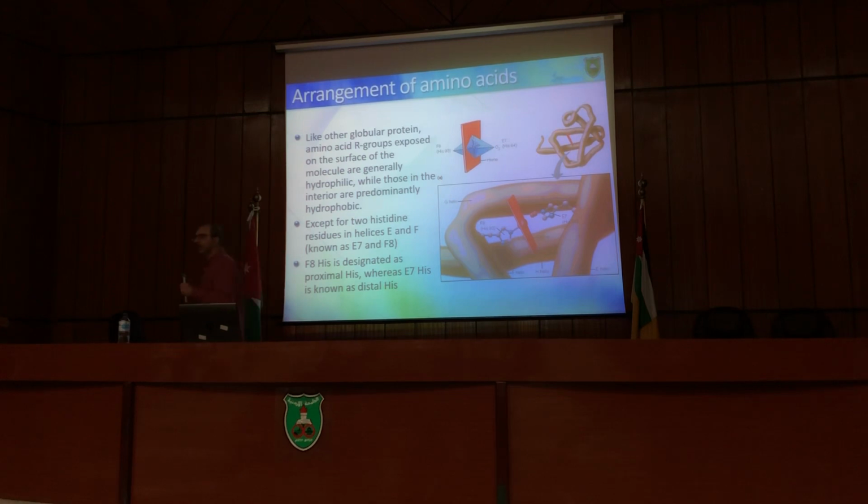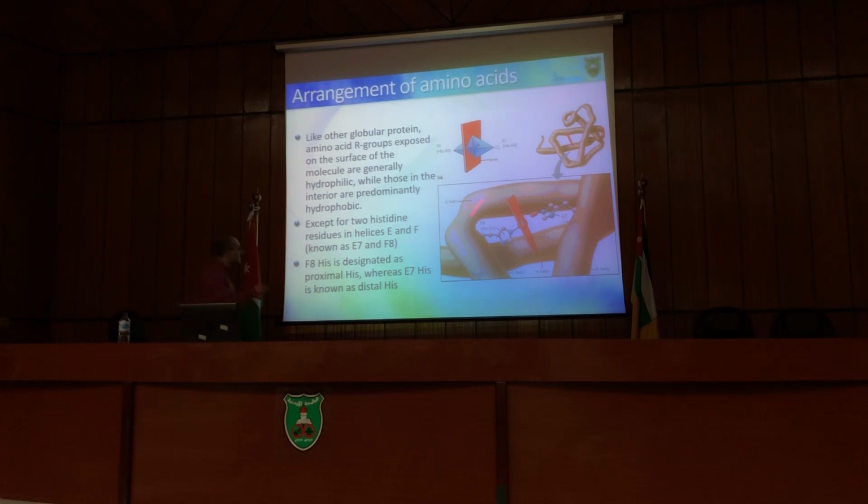So again, just like any other globular protein, you have the hydrophobic amino acids inside, the hydrophilic amino acids to the outside, except for two histidine residues. One of them exists in alpha helix F, and the other one is located in alpha helix E. And they surround the heme molecule. So this is the heme molecule right here. That's heme. It's a flat molecule. It lies right in the middle of the hemoglobin molecule.